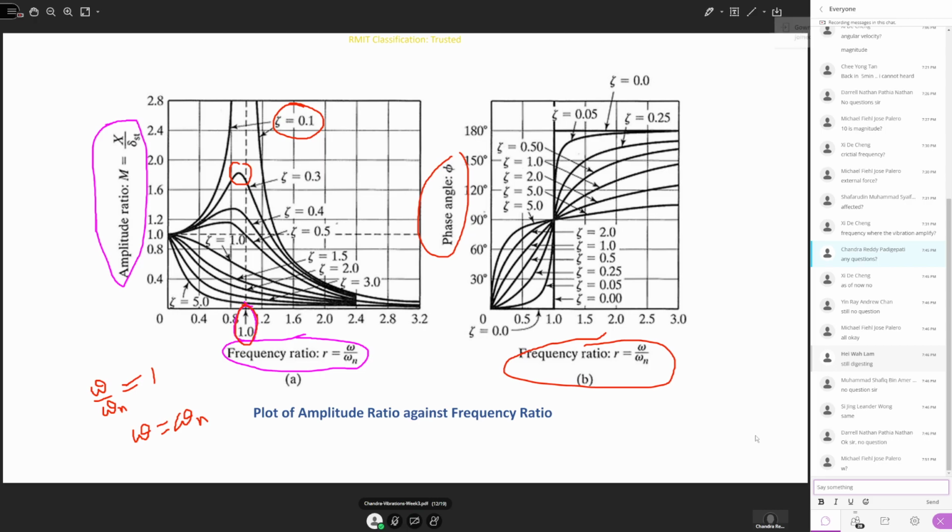Irrespective of this, you can see that when the ratio is 1, the phase angle becomes 90 degrees. So the phase becomes 90 degrees when the frequency ratio becomes 1, or under resonance conditions.